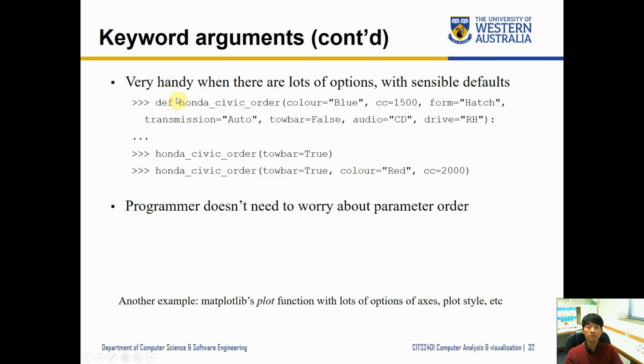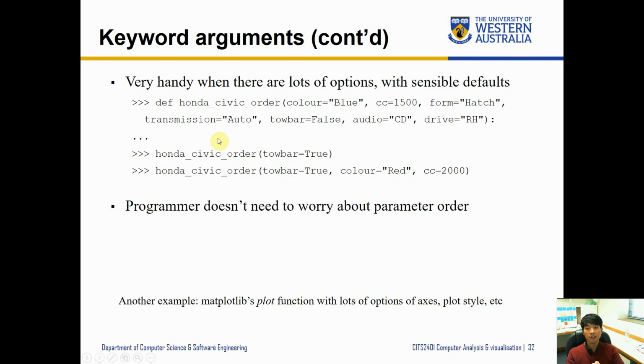So for example, we have some function called Honda Civic order, where the default values are color blue, engine size of 1500, and form is hatch, and all the other things, right? Then if we need to make a modification to our order, we only have to provide the modification, and everything else will stay as a default. For example, I want a toolbar. Okay, then add toolbar equals true. In addition, I want to change the color and I want a bigger engine size. Then I just have to specify these, and everything else will stay as a default value.